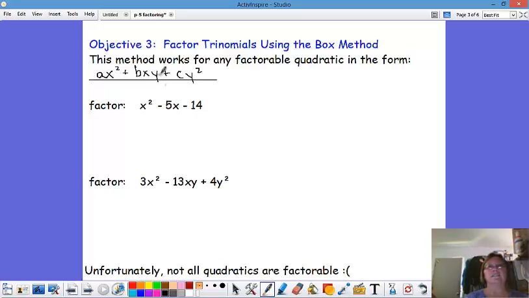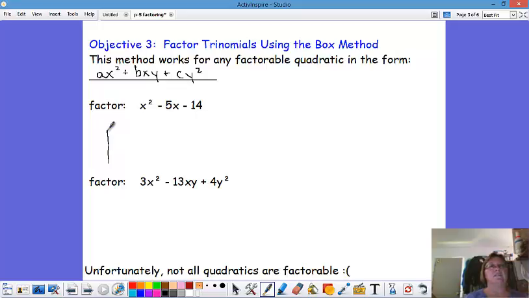Y, according to this, must be 1 because B is minus 5. C is minus 14, and Y again 1 in this one. So it doesn't look exactly the same. However, it fits that same pattern. Factoring using the box method. I hope that you'll remember this.